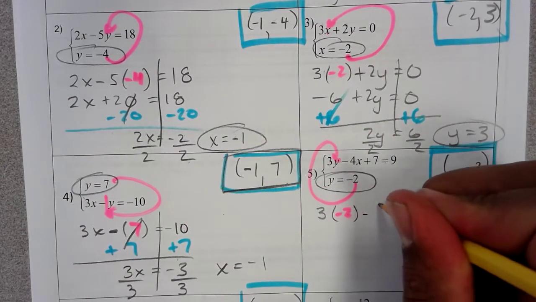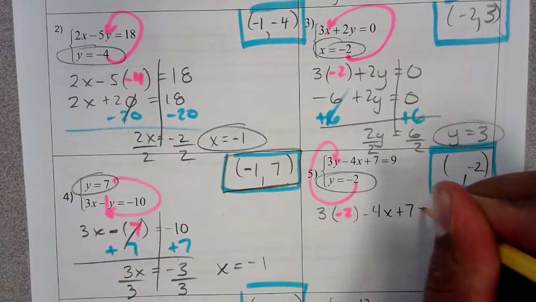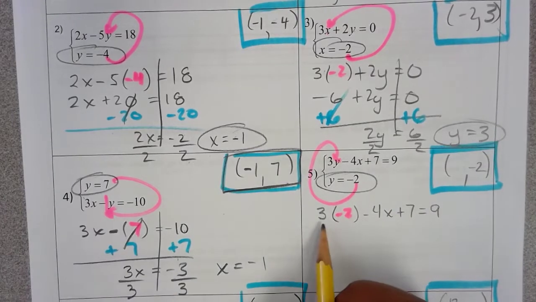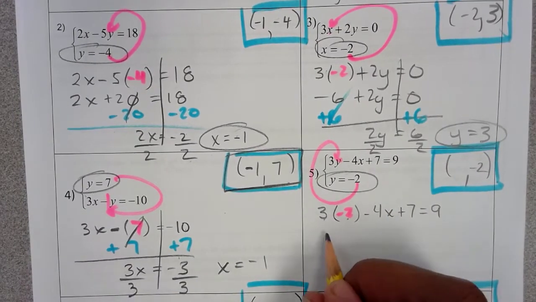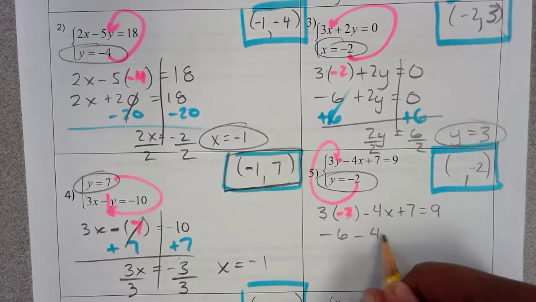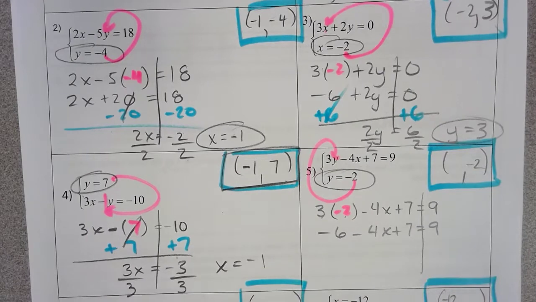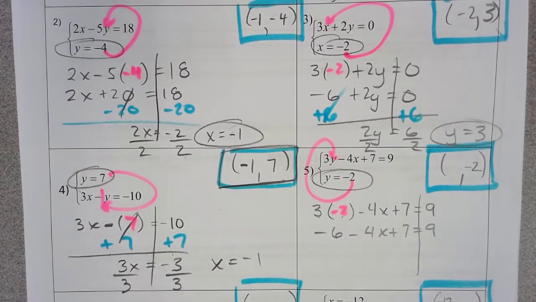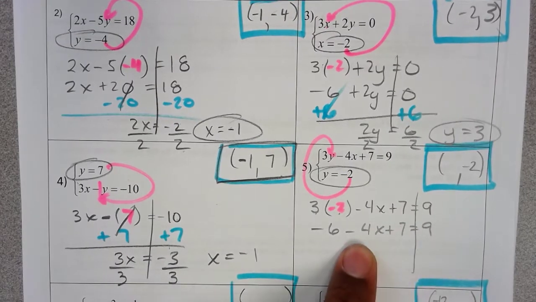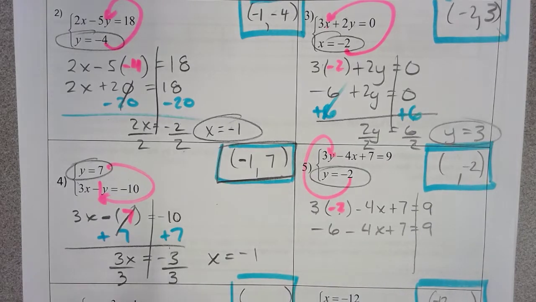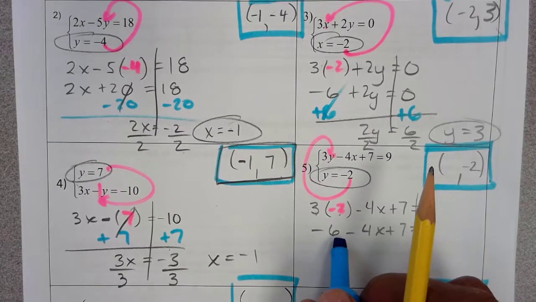Negative 2, then minus 4x plus 7 equals 9. Let's simplify that: 3 times minus 2. Okay, that one's a little different because instead of having 2 numbers to the left, now we've got 3. So what should we do here first? Combine what? The 6 and the 7. Good, so we want to combine the like terms.